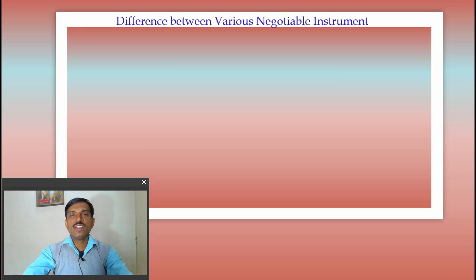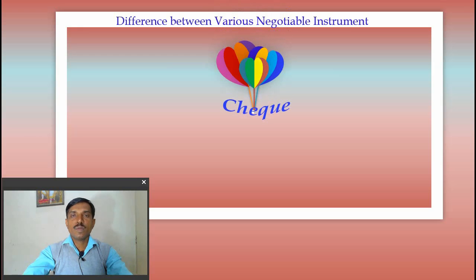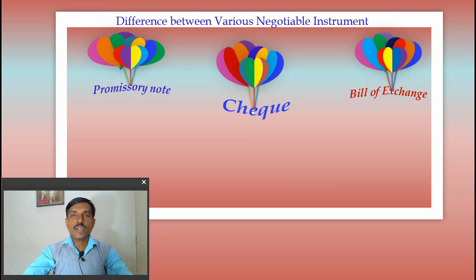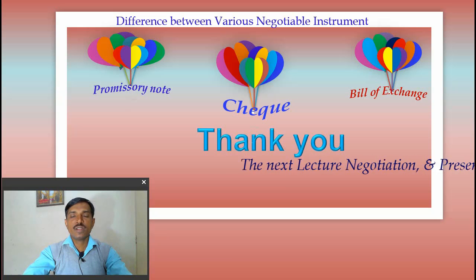So here ends the difference between the various negotiable instruments. In the previous lecture and this lecture, we completed the difference between the various negotiable instruments. We distinguished between the bill of exchange and check, the check and promissory note, and the promissory note and bill of exchange. So here ends our point, the difference between various negotiable instruments.